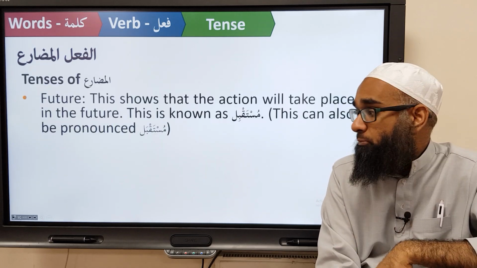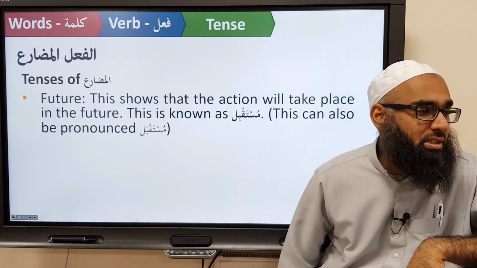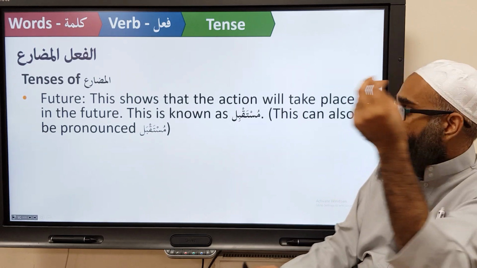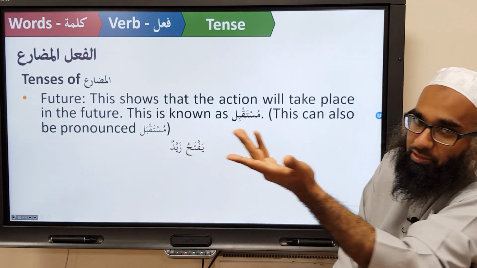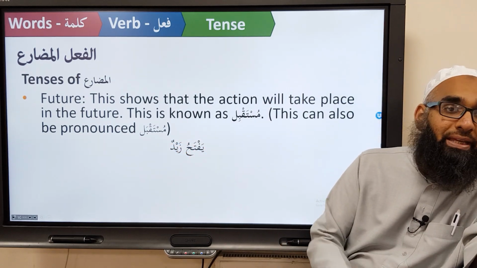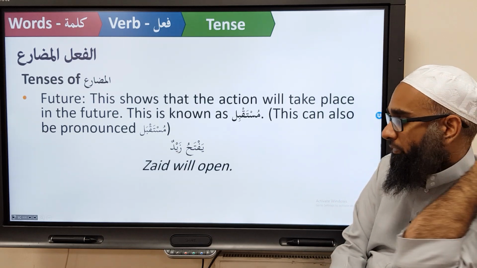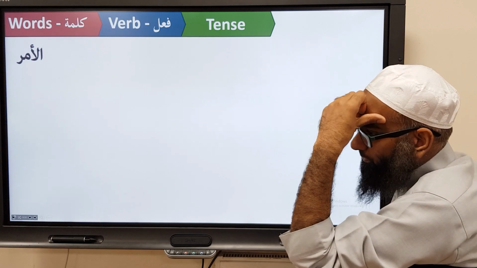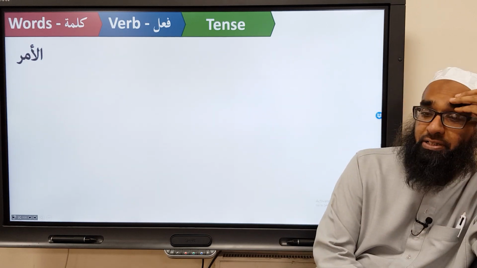The next one is what? The future. It's called al-Mustaqbil. It can also be read Mustaqbal, but Mustaqbil is more famous. Meaning future. It shows that the action will happen in the future. For example, Yaftahu Zaydun. They're all the same. So the word Yaftahu can have different meanings depending on the context, and again, you have to have the context. You following? Then you have the imperative, the command.